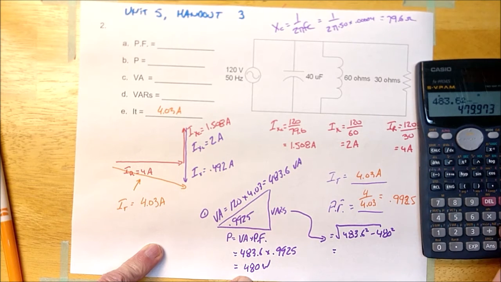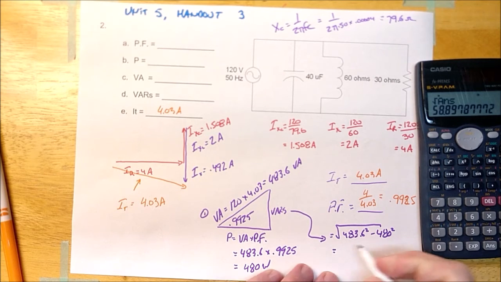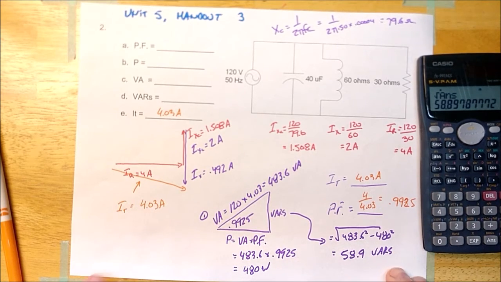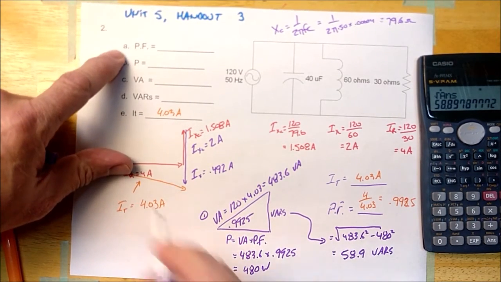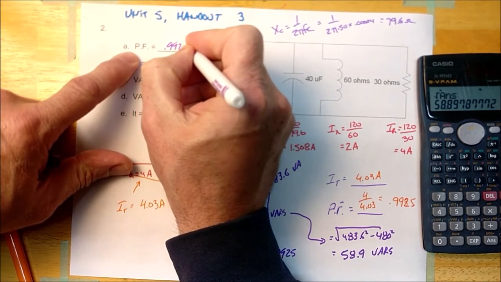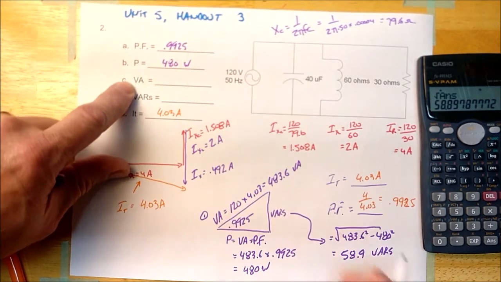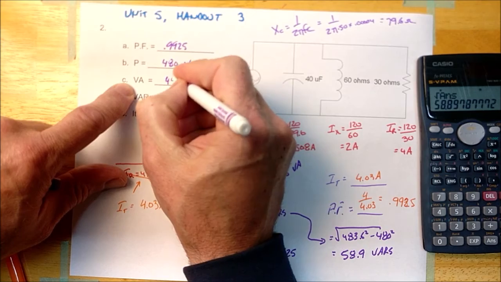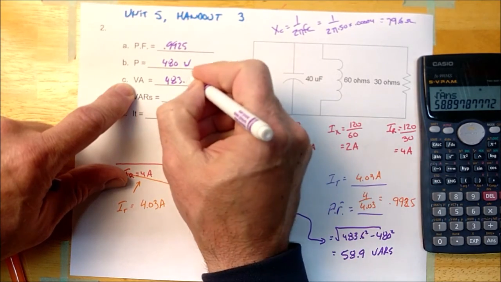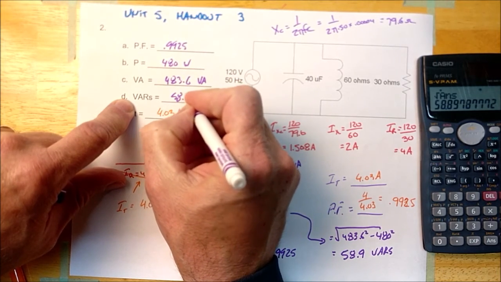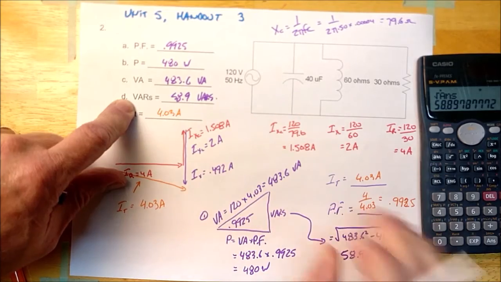(483.6) squared minus 480 squared equals root 58.9 VARs. Okay, guys. So let's see. Power factor 0.9925. Power 480 watts. VA 483.6 volt amps. VARs 58.9 VARs.